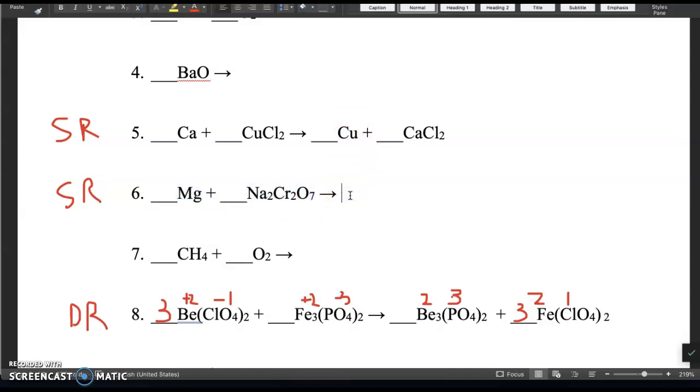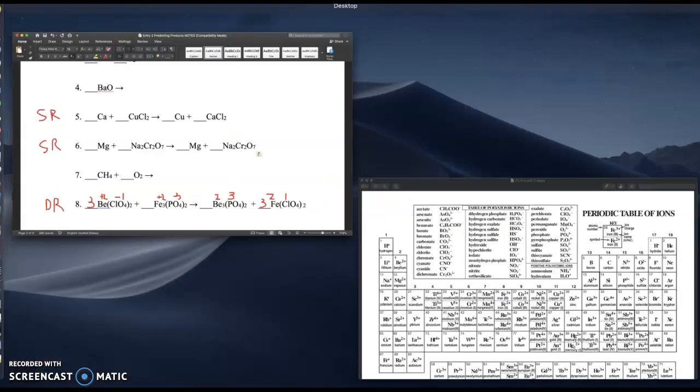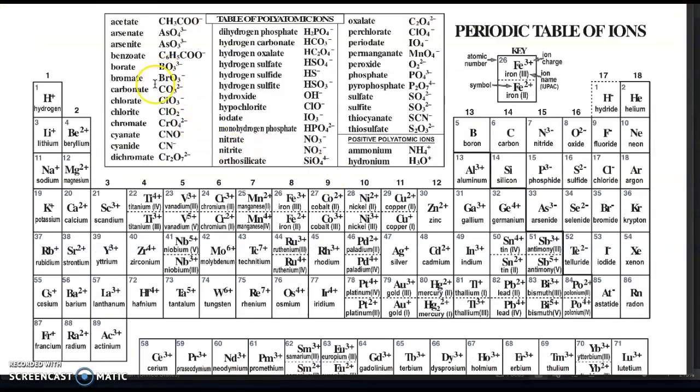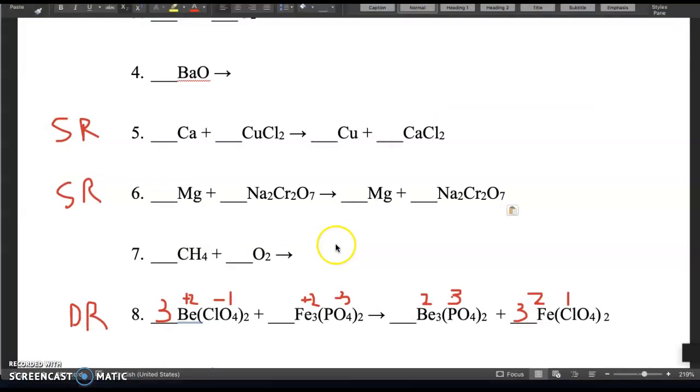Now, this one looks complicated because of this polyatomic, Cr2O7. What I would recommend doing is finding it on my list. So dichromate's right here. Cr2O7, that 2 and that 7 can't change. And the charge of it is -2. Okay, so that 2 and that 7 have to stay there. So now Mg is going to go here, and Na is going to go there.